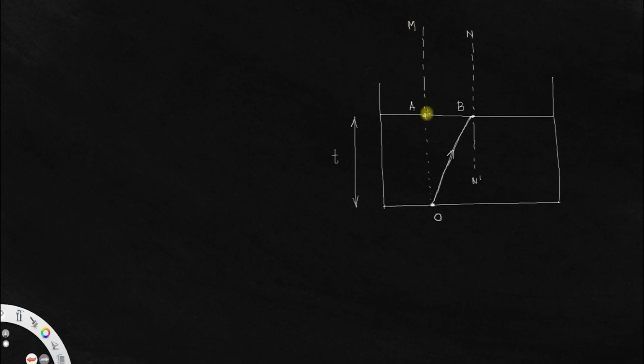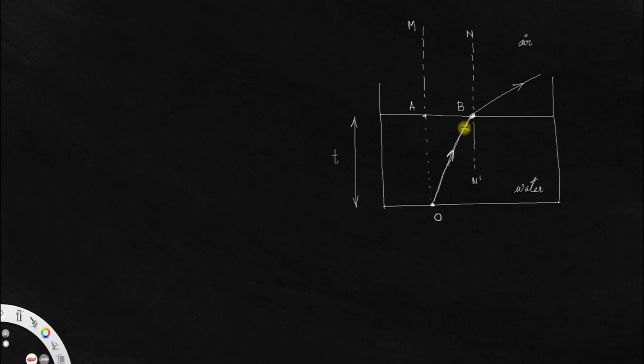Okay. Now clearly this is water and this is air. So when compared to water, air is rarer. So when light travels from denser to rarer medium, it bends away from the normal like this. Okay, it is supposed to move like this, but when it travels from denser to rarer medium, it bends away from the normal. That is according to the property of refraction.